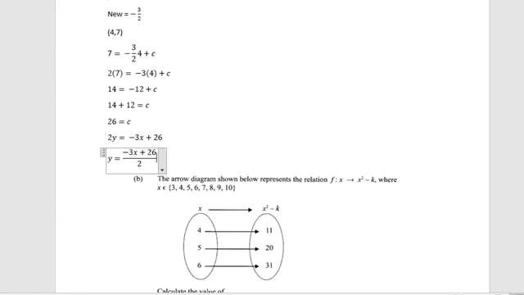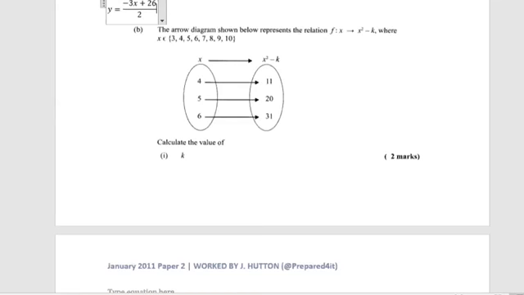So now we are going on to functions. It says the arrow diagram below represents the function f of x is mapped onto x squared minus k. And please keep in mind that f of x is the same thing as y. So y is equal to x squared minus k. So our x values are mapped onto y using x squared minus k. They told us that our possible x values are 3, 4, 5, 6, 7, 8, 9, and 10. So it says calculate the value of k.